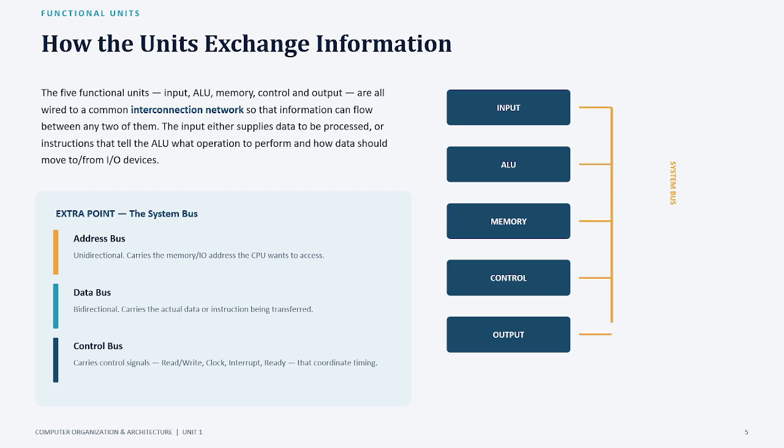We'll see how the units exchange information. The five functional units such as input, ALU, memory, control, and output are all wired to a common interconnection network so that information can flow between any two of them. The input either supplies data to be processed or instructions that tell the ALU what operation to perform and how data should move to and from I/O devices.